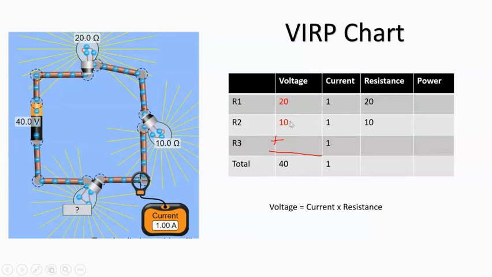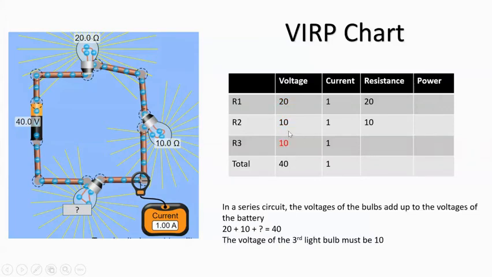So 20 plus 10 is 30. What plus 30 is going to give you 40? And the answer is 10. Okay, so the third light bulb here must have 10 volts across it.